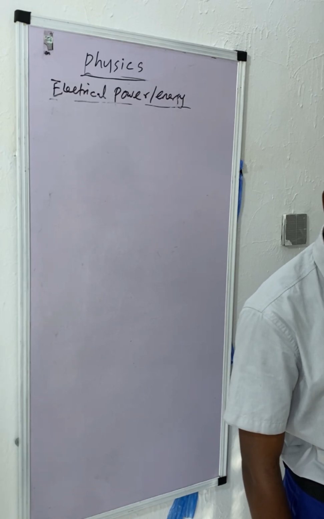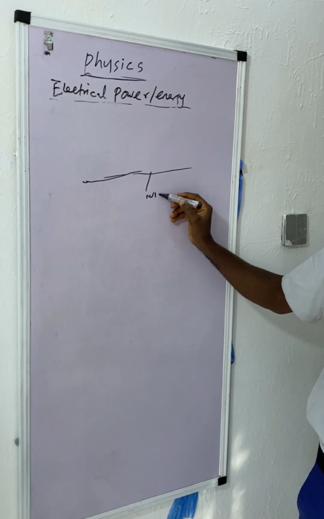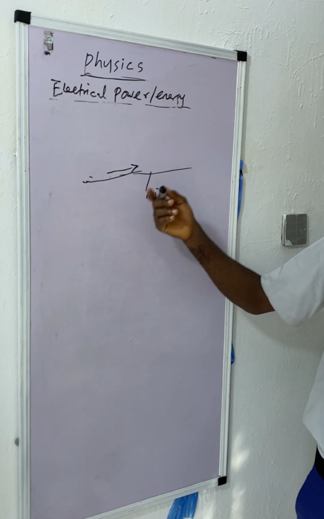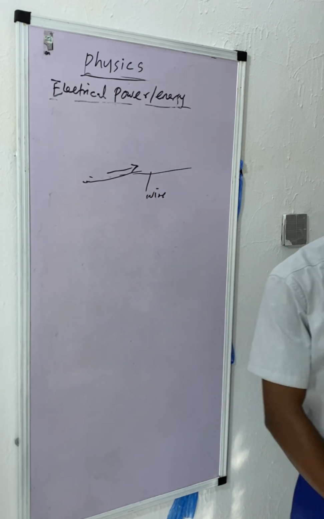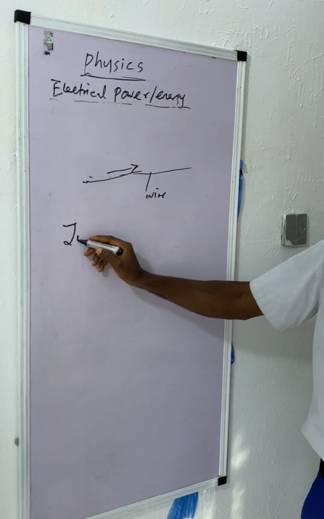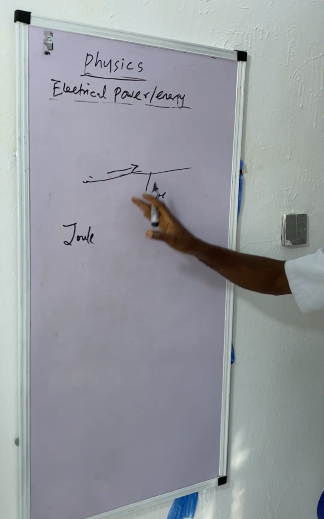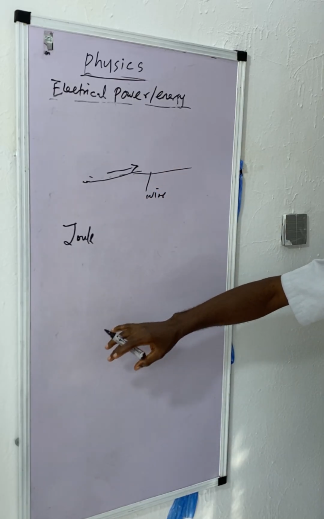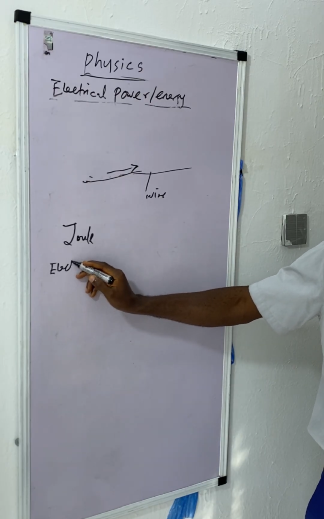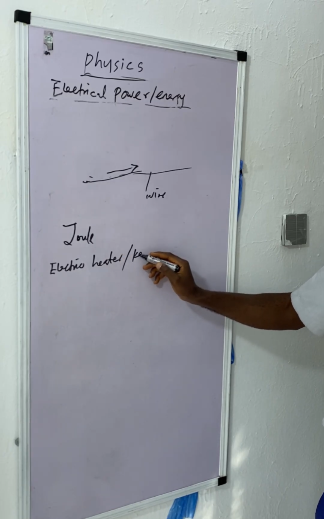When current is passing through a conductor, let's say this is a wire, heat is generated, like I said, and that heat is loss of energy. That heat generated is measured in joules. Heat energy, joule. What is the application of this heat generated? The application is in electric heaters, kettles, pressing irons.